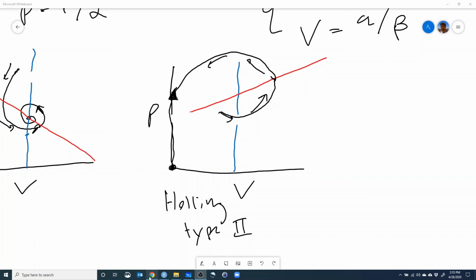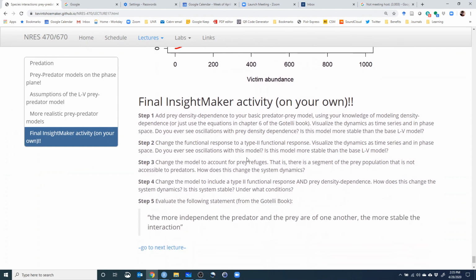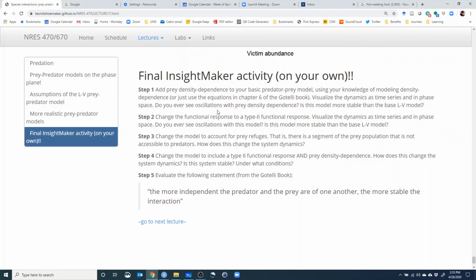All right, let's go back to the lecture, and I just want to introduce the final Insight Maker activity, which is optional, but I think it would really help solidify your knowledge of prey-predator systems. So step 1 would be to take your base prey-predator model and model density dependence for the prey population and see what happens. And see if you can get that stable equilibrium point just by adding density dependence to your prey model.